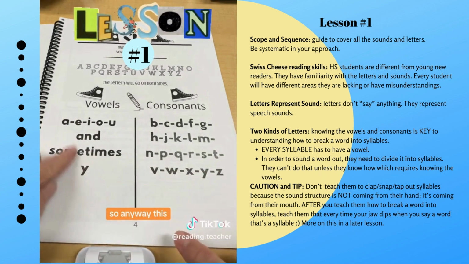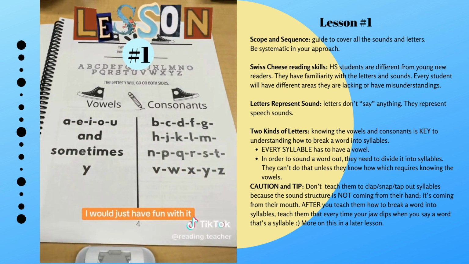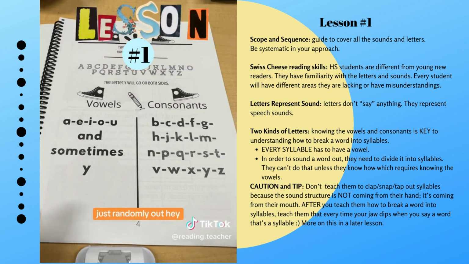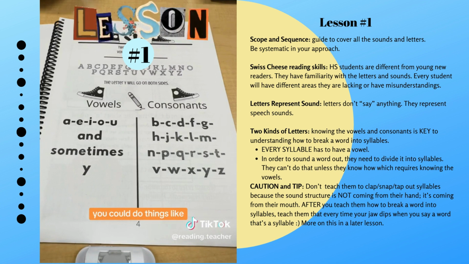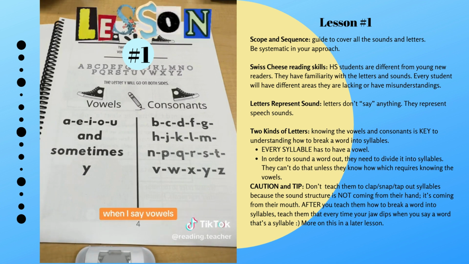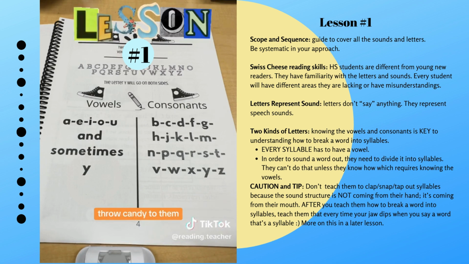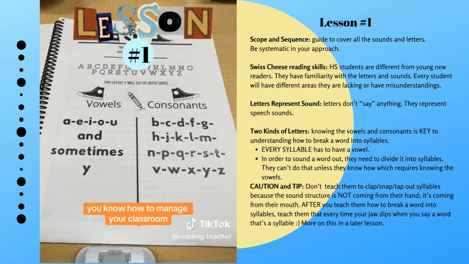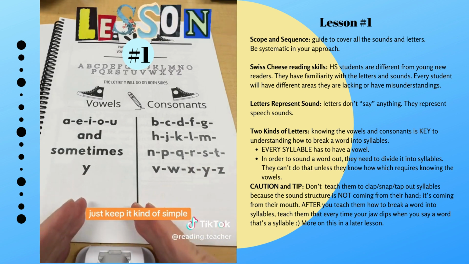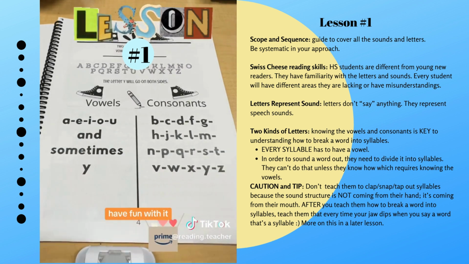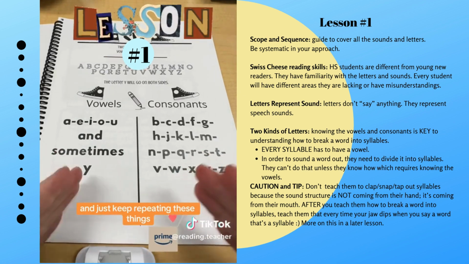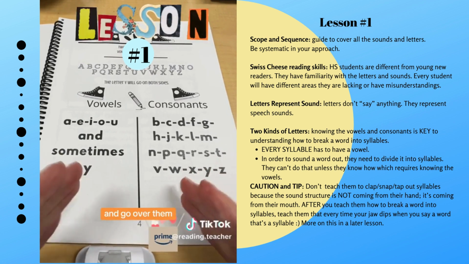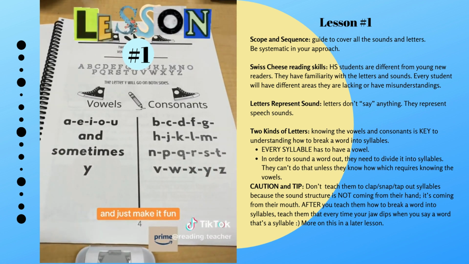So anyway, knowing this, I would just have fun with it. When they come in the door, just randomly, hey, what are all the vowels? A, E, I, O, U, and sometimes Y. You could do things like, when I say vowels, you say A, E, I, O, U, and sometimes Y, whatever. Throw candy to them. You know how to manage your classroom. Just keep it kind of simple, to the point, have fun with it. And that really is lesson number 1 right here. And just keep repeating these things and go over them and just make it fun.